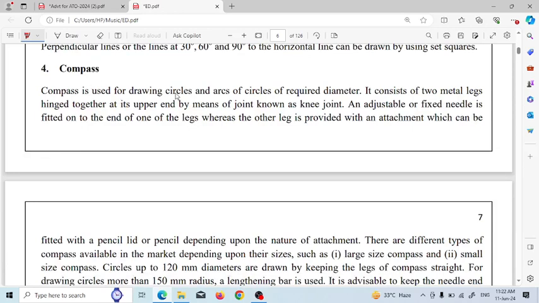Next instrument is compass. Compass is used for drawing circles and arcs of the circle of required diameter. It consists of metal legs hinged together at the upper end by means of a joint known as knee joint. A needle is fixed onto one end, and the other leg is provided with an attachment which can be fitted with pencil lead or pencil depending on the nature of the attachment.